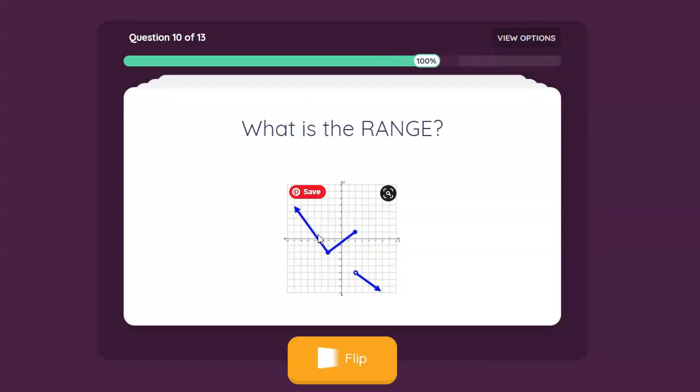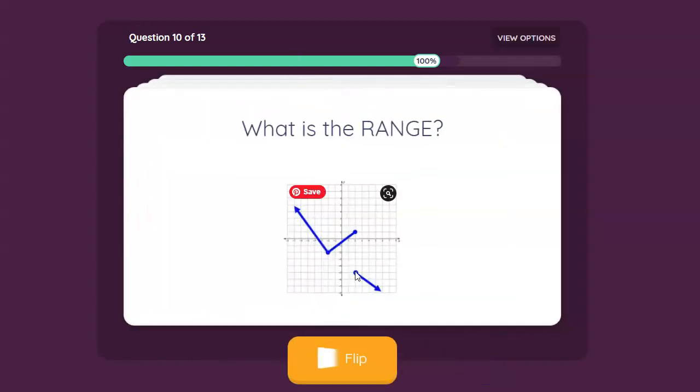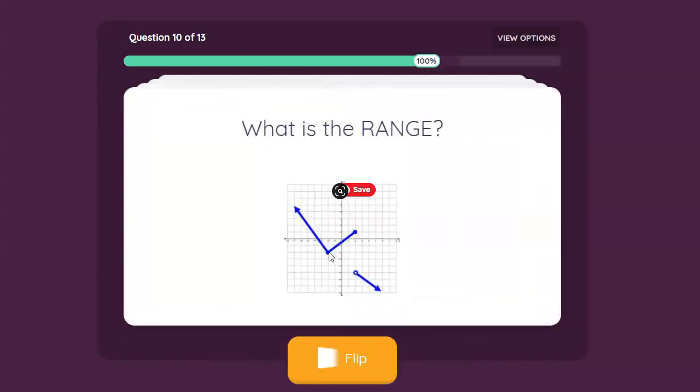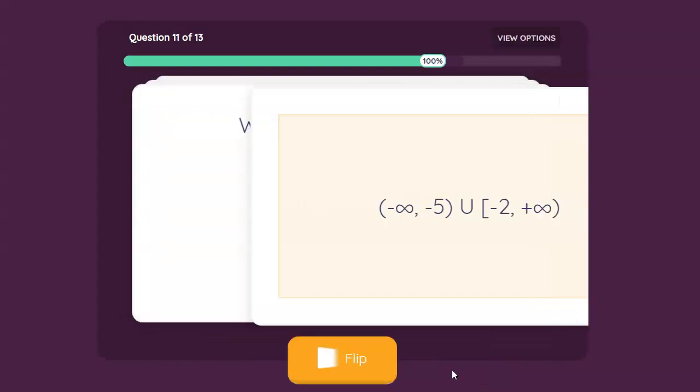The range, this one's going up, so it's all the y values greater than -2. Then we have a jump down here to this point at -4. So it's -5, not including -5 because this point is open. So it's negative infinity to -5, not including -5. And then this is closed, so it's -2 to infinity.